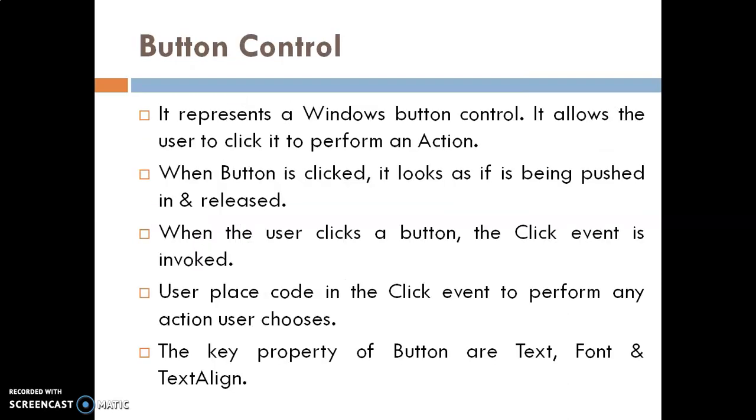Now first button controls. It represents a window button control. It is the most common control of window form. It allows the user to click it to perform an action. When a button is clicked, it looks as if it is being pushed in and released. When the user clicks a button, the click event is invoked. User places code in the click event to perform any action the user chooses. The key properties of button control are text, font and text align.